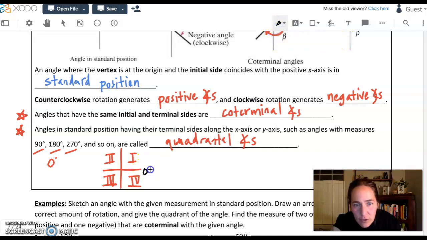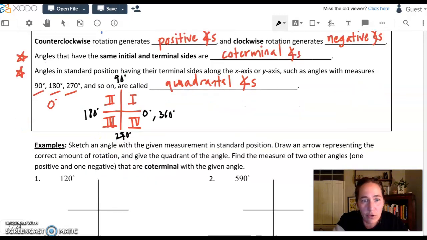So 0 degrees is called quadrantal, 90 degrees, 180 is a big one. Gotta love 270. And then we've come full circle, pun intended, right? The whole way around the coordinate plane to get back to 360. And you could keep adding 90 degrees from there. 450 is also going to be coterminal.